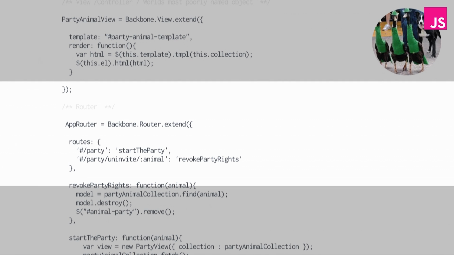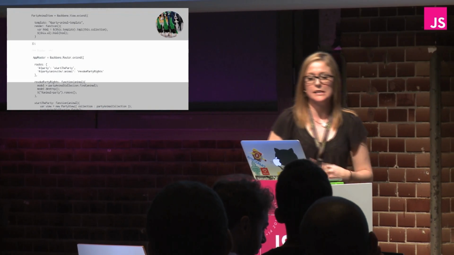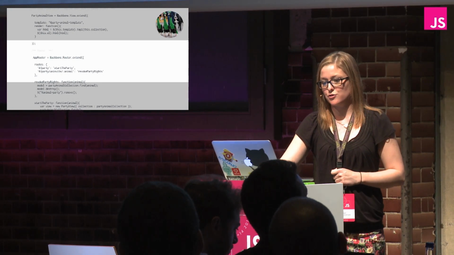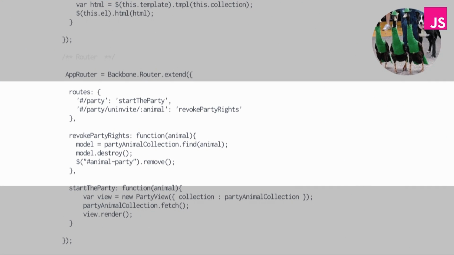So we have this router, and it defines two routes, party and uninvite. The party one behaves a little bit more like an HTTP GET, and the uninvite behaves a little bit more like an HTTP delete. So if we hear the uninvite change on the address bar, we're going to invoke this function, revoke party rights. And what it does is it looks into the collection, finds the model in question, destroys it or transitions its state, and then it moves around into the DOM to update the state there.